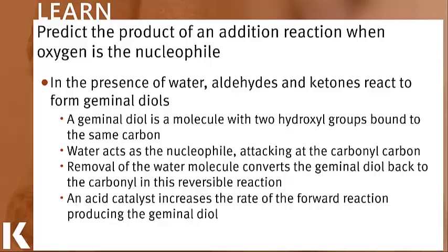Then, when we look at the reaction, this is actually a reversible reaction. We could remove the water, and that's going to convert the geminal diol back into the carbonyl. If we have an acid catalyst, this is going to increase the rate of the forward reaction, meaning that I will have more of the forward reaction, more geminal diols, than I will of the reverse reaction. So I'm going to end up with more of my geminal diols than my carbonyl carbons. When we're making a geminal diol, this is a type of hydration reaction.